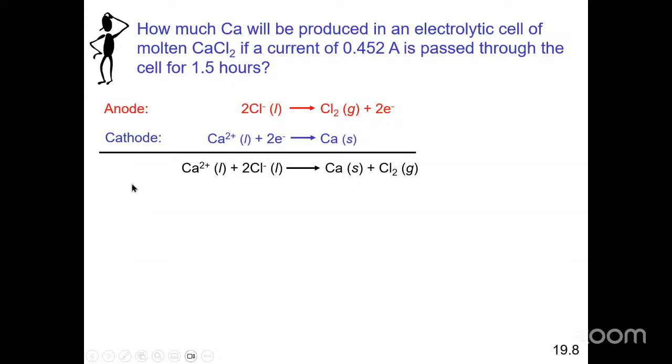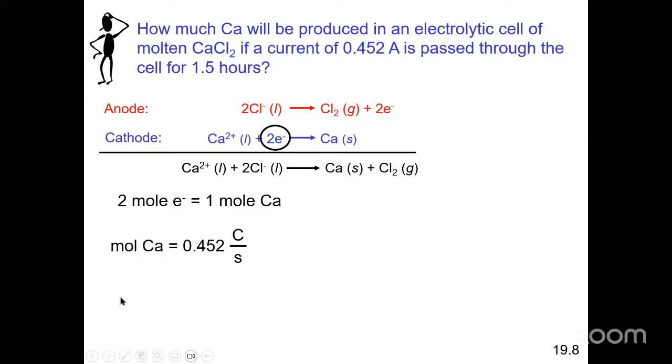Again, this is a non-spontaneous reaction, and the only reason why it will occur is because we are using an electric current to drive this reaction, right? Now, as I said before, this is the important relationship between the moles of electrons and the moles of calcium, which is given by the second half equation, right? So basically, how do we get the moles of calcium?